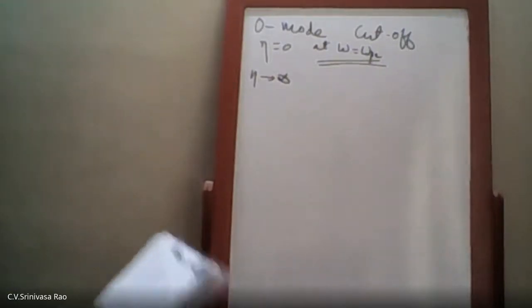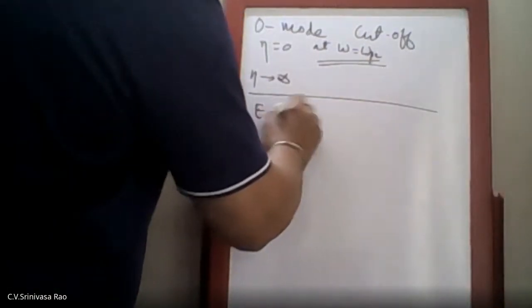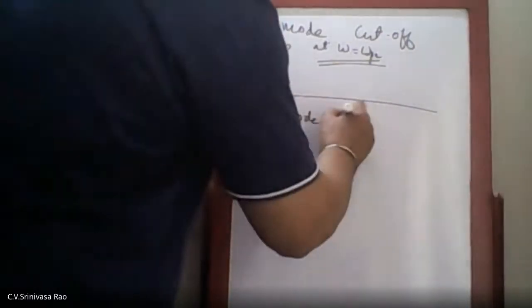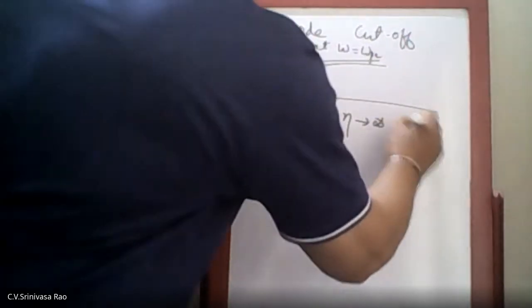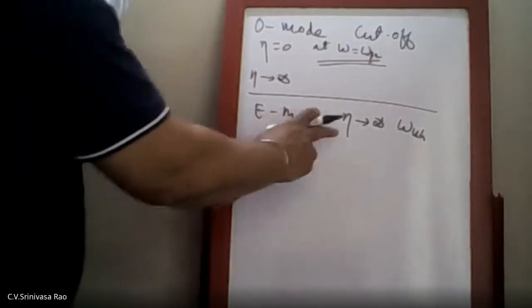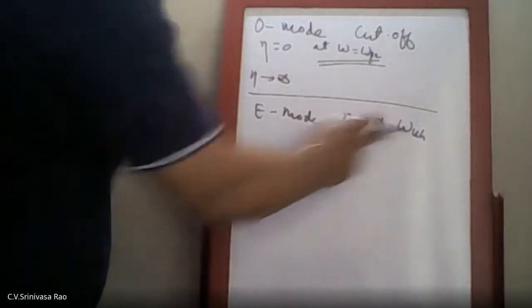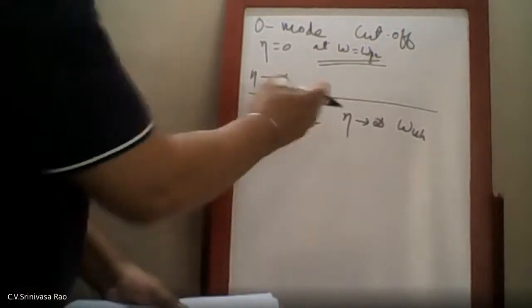Whereas the extraordinary wave has a resonance, the E mode, extraordinary mode, has a resonance, that is equal to infinity, at the upper hybrid wave, that is omega UH, the frequency that we wrote before. So the extraordinary mode has a resonance. So you can again use this for heating both electrons and ions. So this wave becomes quite practical.